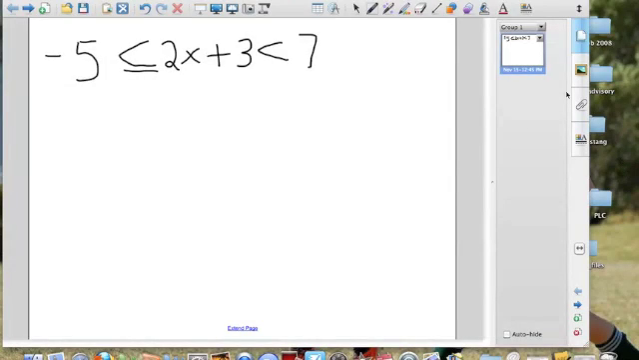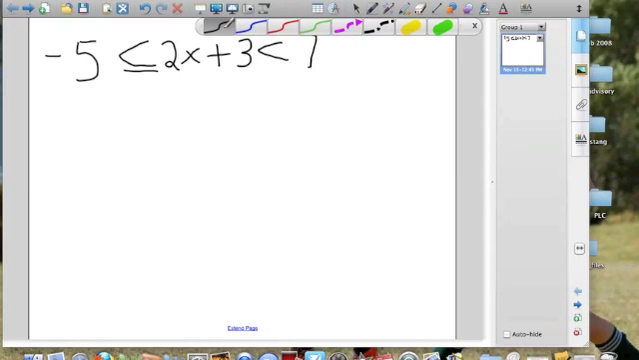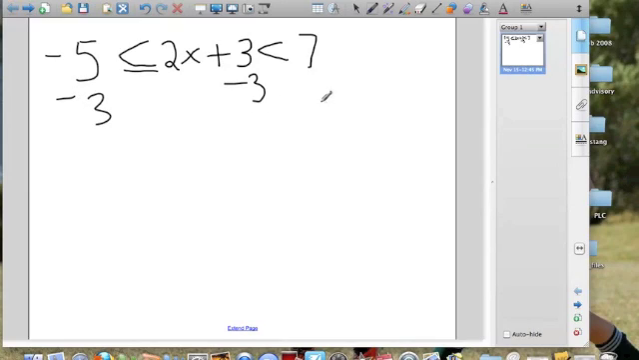All right, we're doing section 6.3, solving compound inequalities. We have the problem negative 5 is less than or equal to 2x plus 3 is less than 7. So the first thing we have to do is subtract 3 in all three locations.